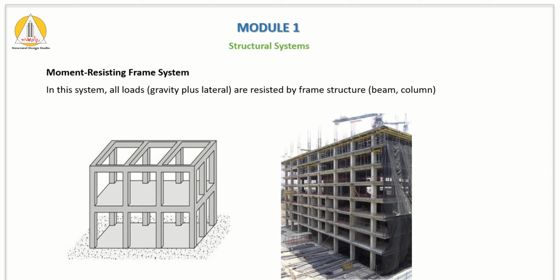The next one is the moment resisting frame system, and in this system, all the loads, which are the gravity plus lateral loads, are resisted by the frame structure, which consists of the beams and columns, right? So if you are giving the R value of 8 for the special moment resisting frame, and you are giving different shear walls, it will not change the type of the frame system, because you have taken the R value equal to 8.